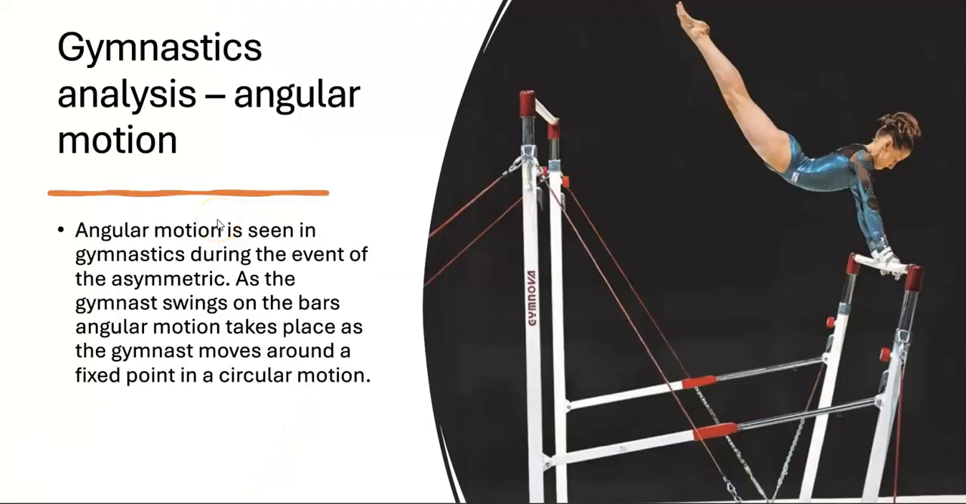The gymnastics analysis. Angular motion is seen in gymnastics during the event of the asymmetric bars. As the gymnast swings on the bars, angular motion takes place as the gymnast moves around the fixed point in a circular motion.